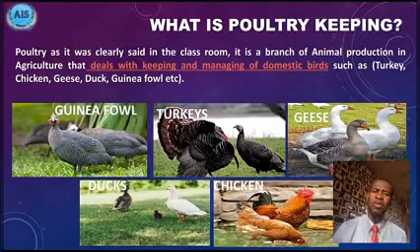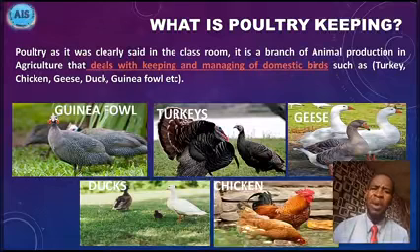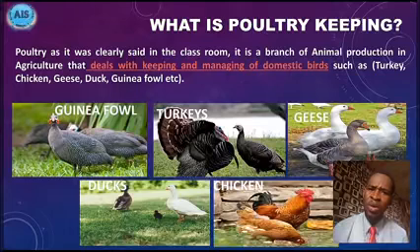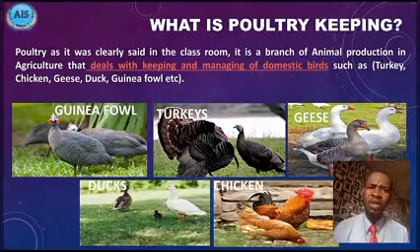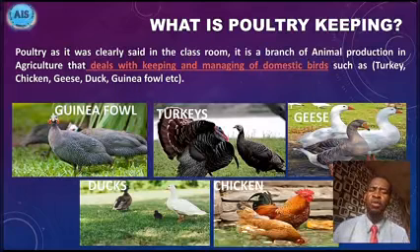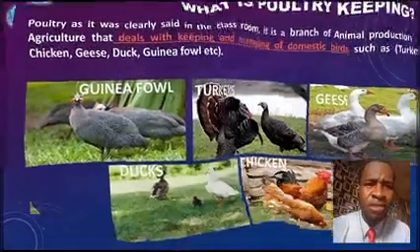It's a process of what? Keeping domestic birds and managing them properly. Are you getting that now? Keeping their records, feeding them well, taking good care of their water system, their health facilities, etc. Is that clear to everybody now? Good. So in case I'm asked in an examination, what is poultry? Poultry simply refers to a branch of animal production in agriculture that deals with keeping and managing of domestic birds. Very simple as ABC. Is that clear to you now? Good. Now let's move to the next slide.